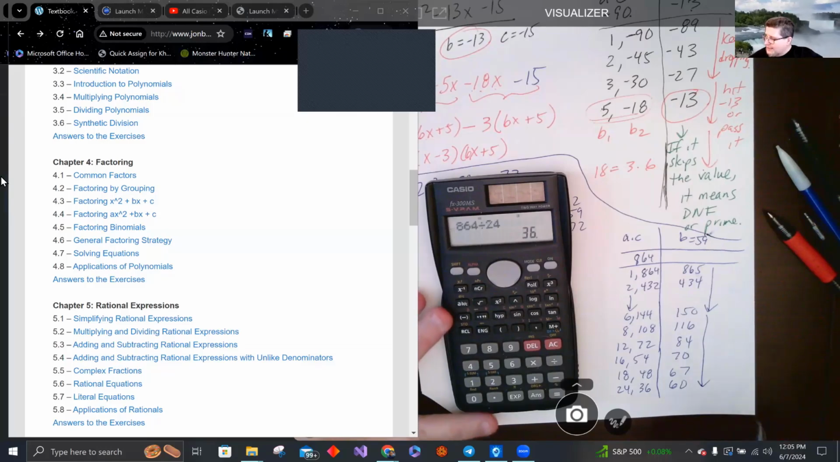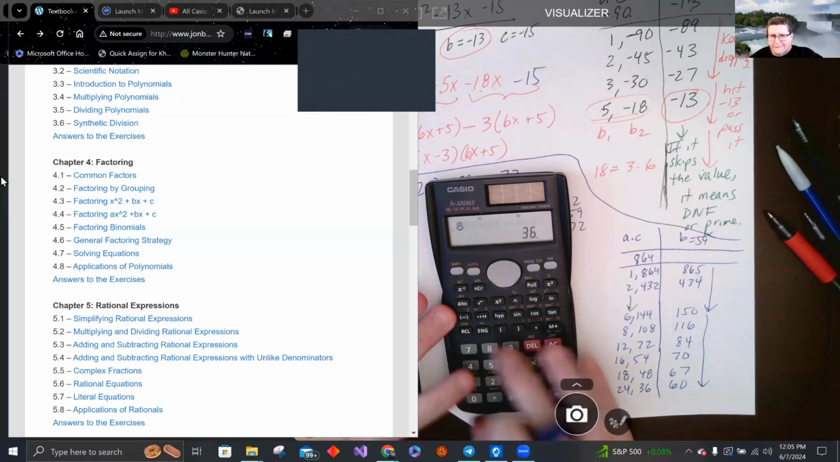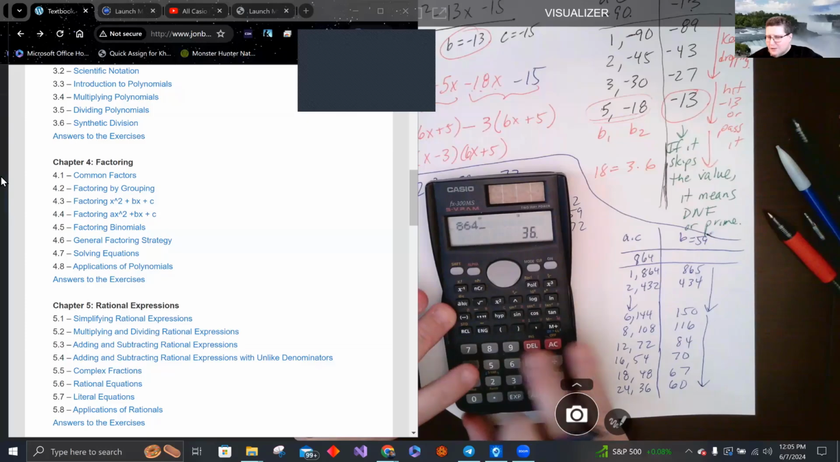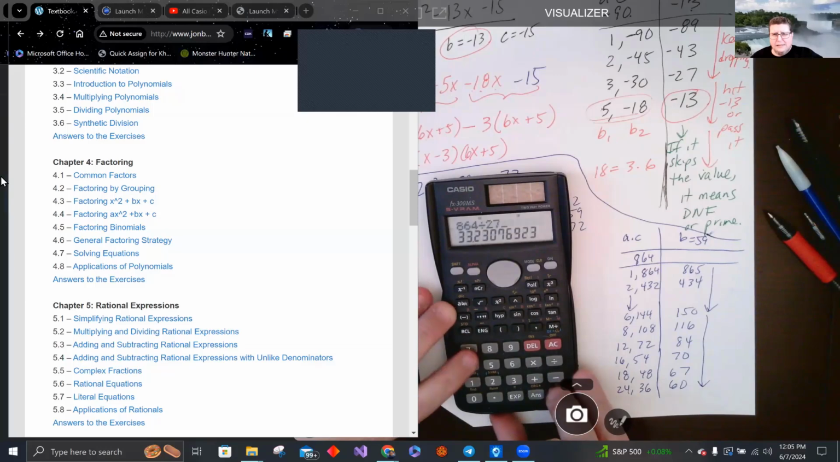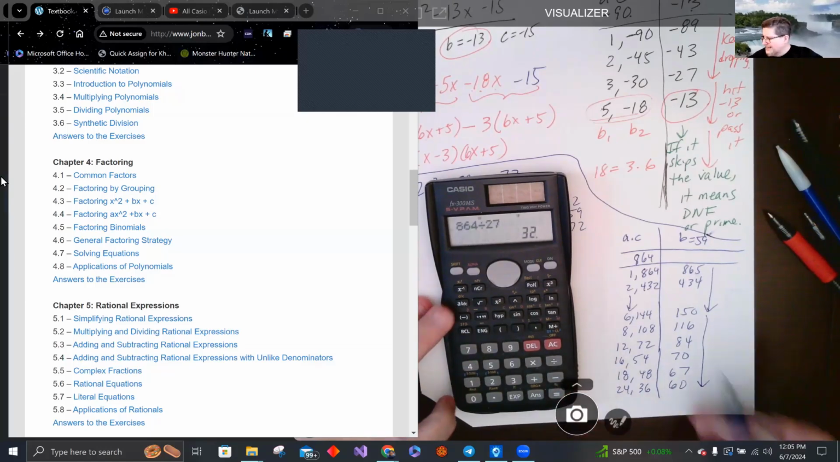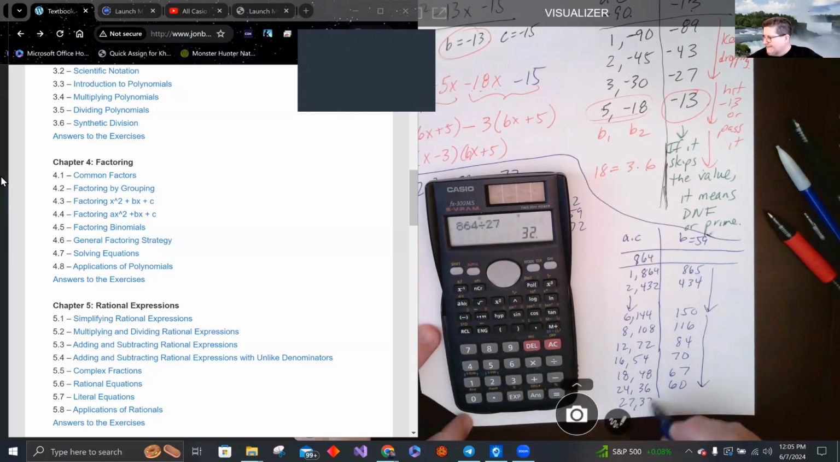So let's keep looking. 865 isn't divisible by 5, so it can't be divisible by 25. Let's try 26. It's 27. There it is. There it is. Look at that. We found it.